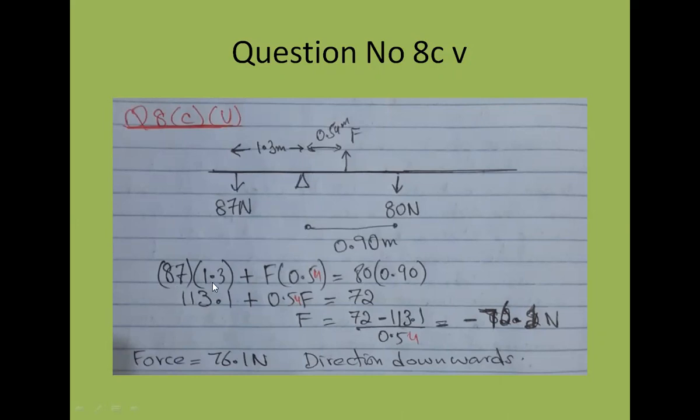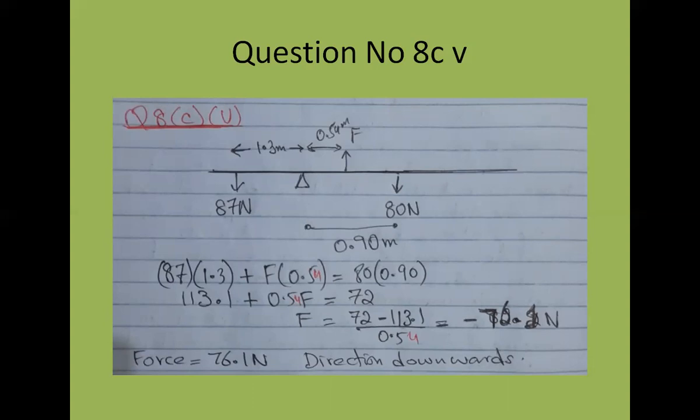So the sum of the anti-clockwise turning effects will be equal to the sum of the clockwise turning effects. So you can see here 87 into 1.3 plus F into 0.54 equals 80 into 0.90. So it will be 113.1 plus 0.54 F equals 72. When this 113.1 goes to the other side, it will subtract, and here you can see I've subtracted it. Then this 0.54 will go and divide there. So you get F equals minus 76.1. So minus 76.1, what does this mean? The force acting here by the hand of the labor will be 76.1 Newton.